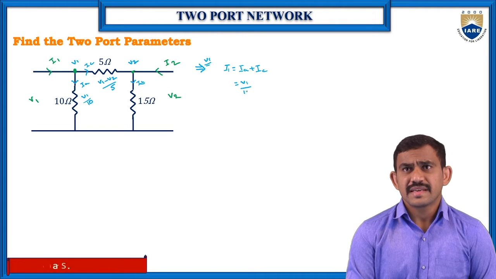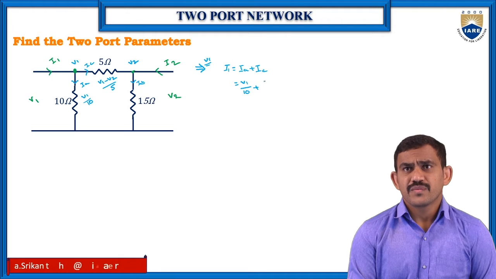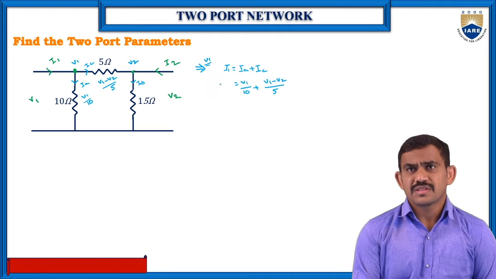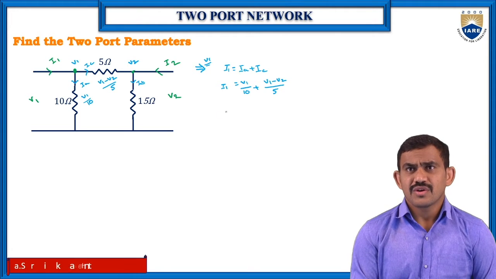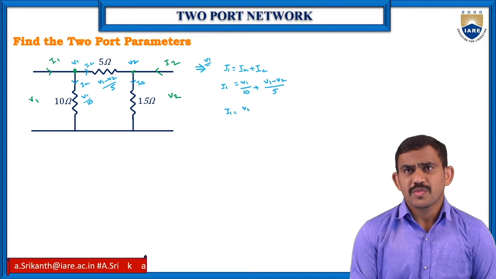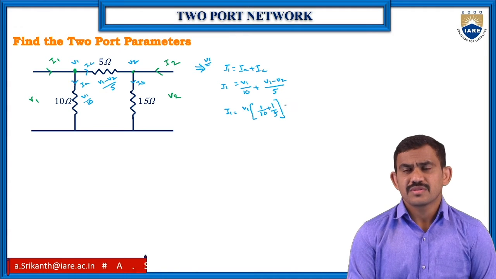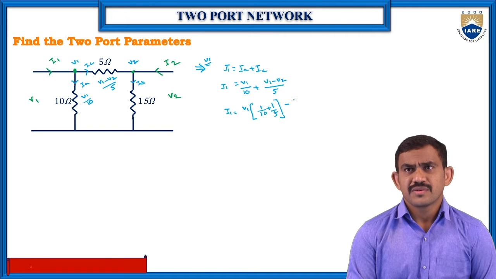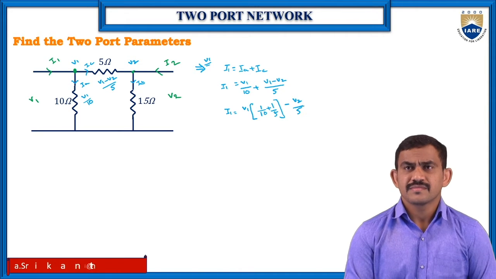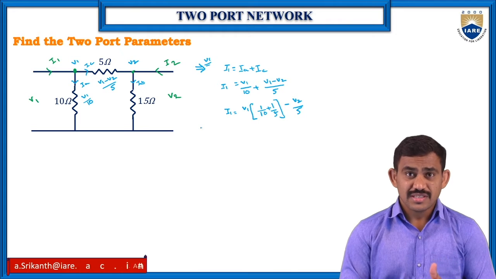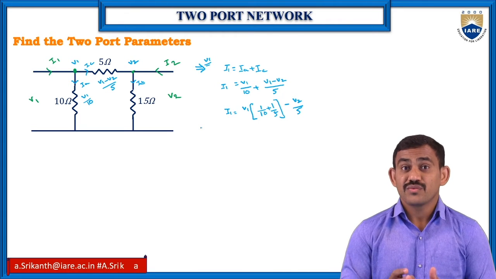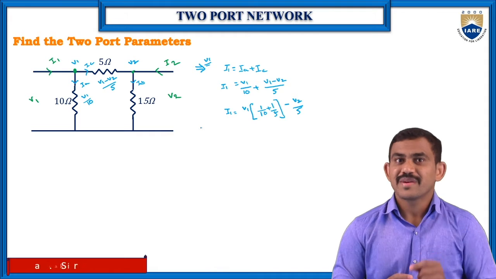V1 by 10 plus V1 minus V2 by 5. So this is your I1 value. So I1 is equal to V1, if you want to take it common, V1 times 1 by 10 plus 1 by 5, and minus V2 by 5. So your equation I1 in form of V1, V2 is nothing but your Y parameters equation.